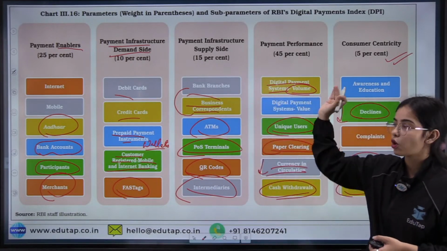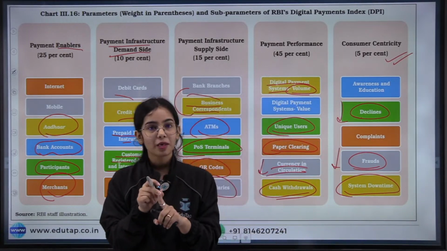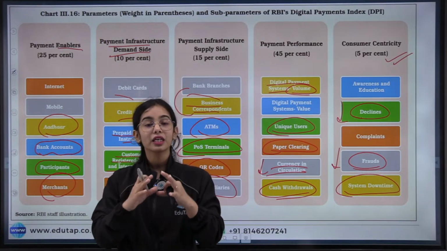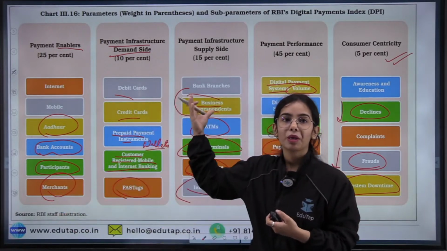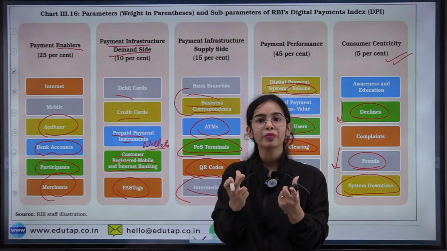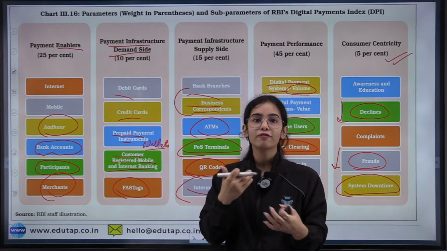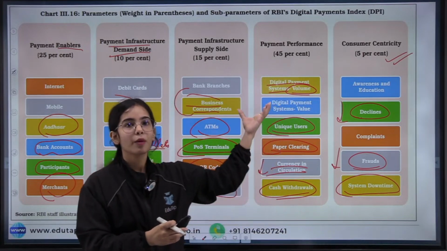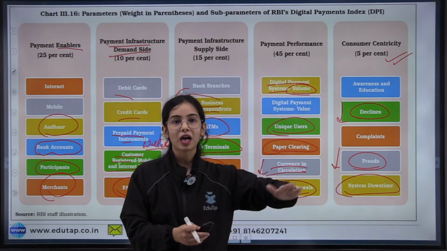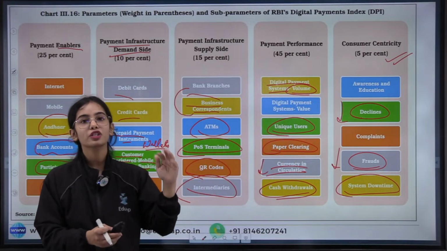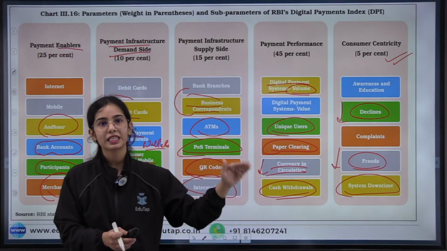These broad parameters or indicators are used for the calculation of the digital payment index. Payment enablers are what is required for any payment to happen. Then payment infrastructure, demand side: you must have some infrastructure with yourself, some cards or equipment, for the payment to happen. Then there is the payment infrastructure supply side, that is, the bank branches should be there, the ATMs should be there, so that you are able to do the payments in a fast manner.